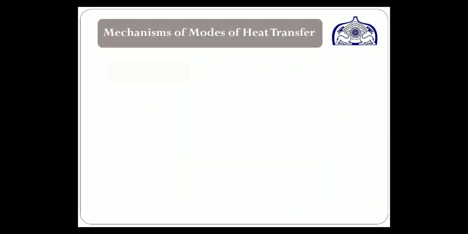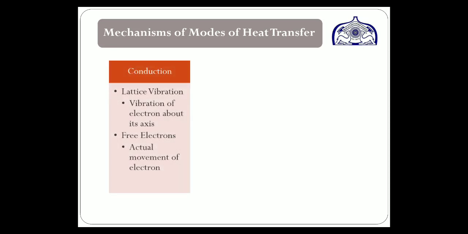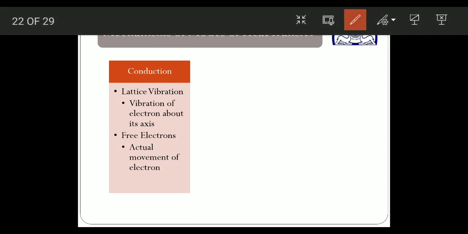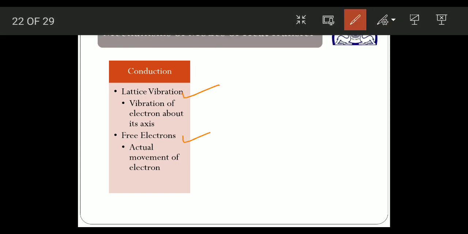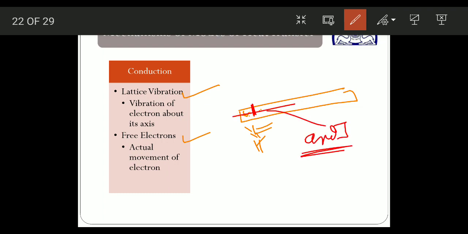Now let us discuss the different mechanisms of the modes of heat transfer. First is conduction. In conduction, heat is transferred from one part to another part of the same substance, or from one body to another body, due to two mechanisms. First is lattice vibration, and second is free electrons. Now what is meant by lattice vibration? Whenever we heat at one end, the molecules present at that end get vibrated about their axis. That vibration is known as lattice vibration. The molecules move up and down about an axis.